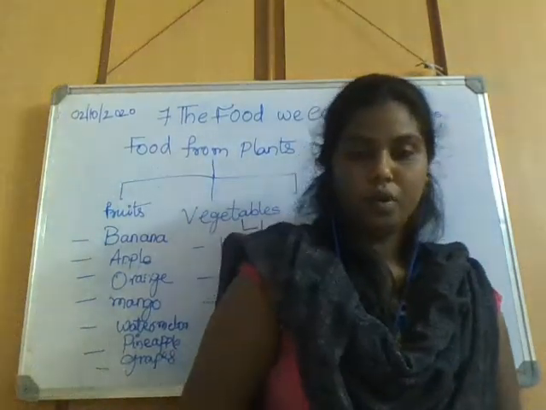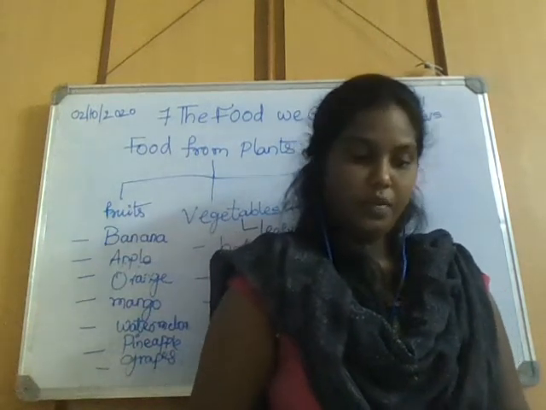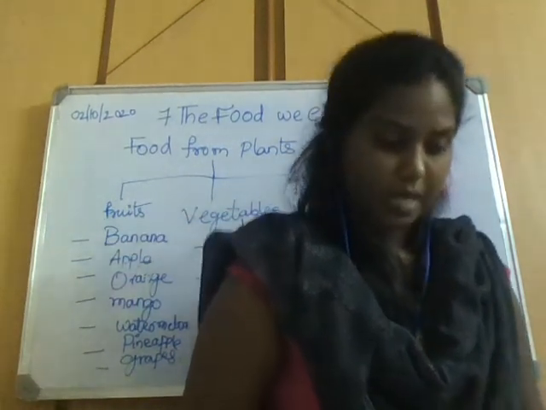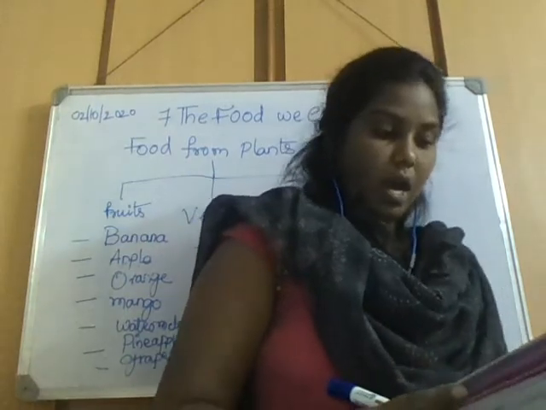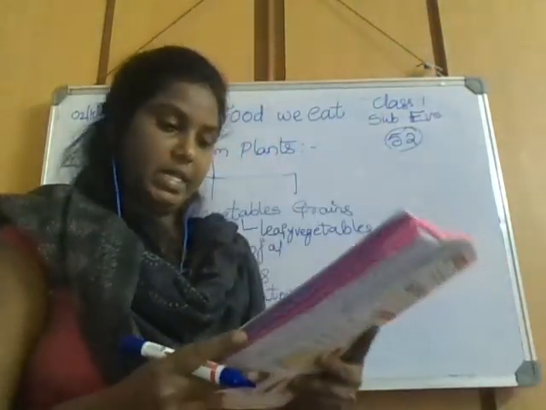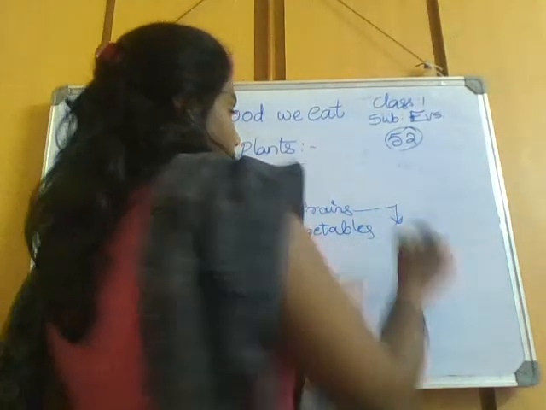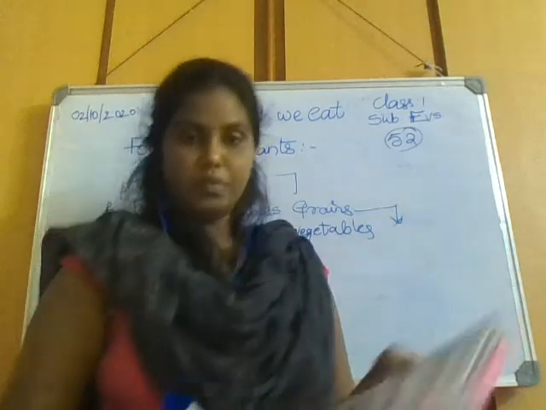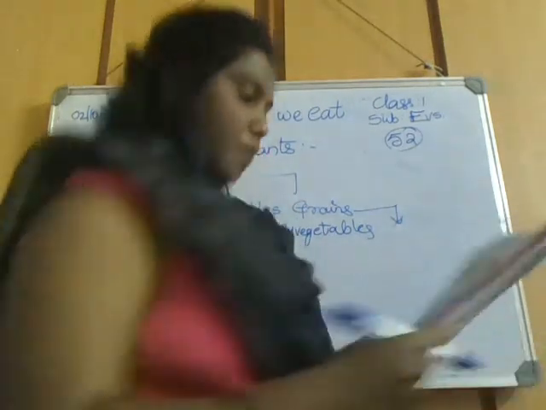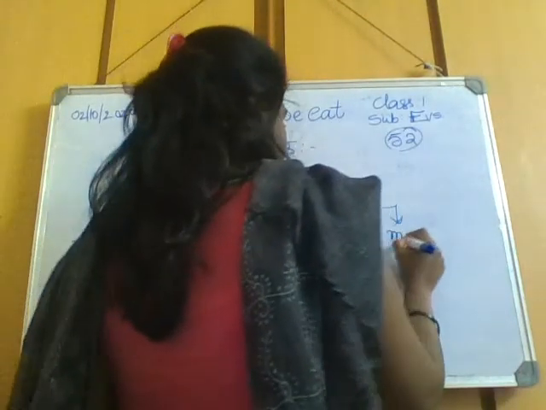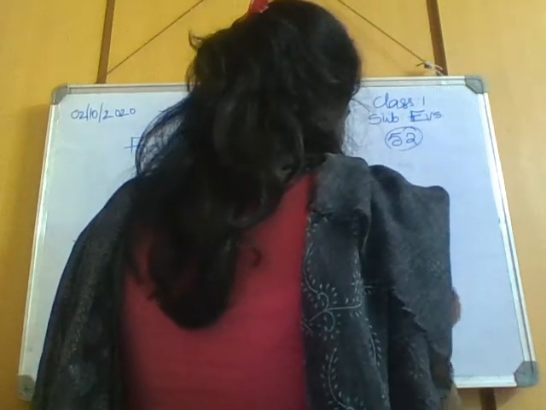That is, before eating, we will cook the vegetables. And coming to the grains, we must cook the grains. So what do grains mean? The food grains also come from plants itself. We have maize, wheat, and rice. These are some of the examples.